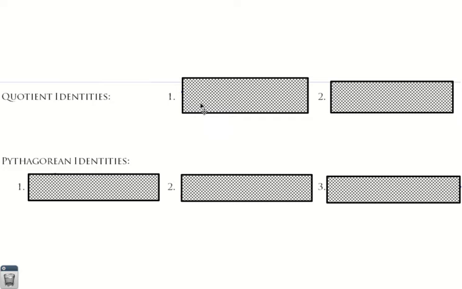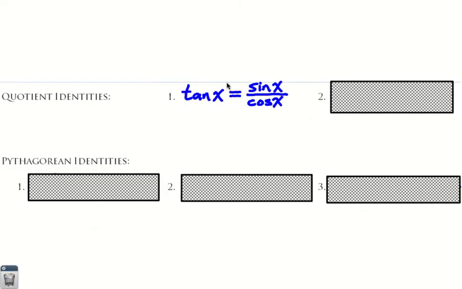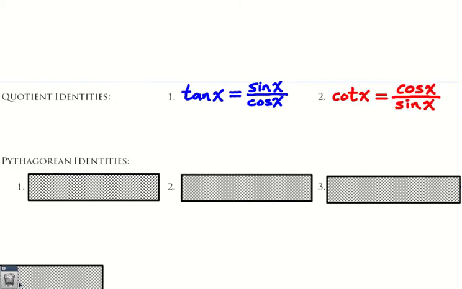Likewise, the quotient identities, okay? We're going to be using those again. And so as a reminder, the tangent of x is equal to the sine of x over the cosine of x. And on that note, the cotangent of x is equal to the cosine of x over the sine of x.